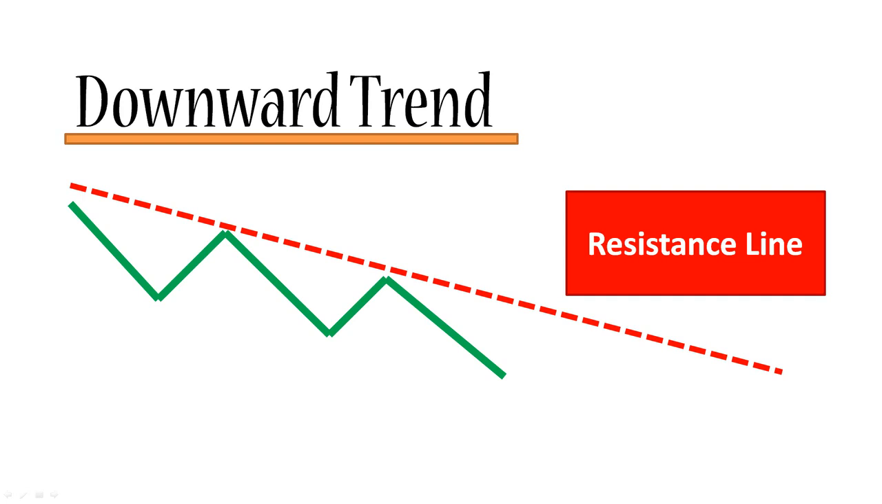And once again, here you can expect that the price will go towards the line, and there's a high chance that the price will bounce off the line again and continue its movement downwards. So this is called a downward trend, and the line is called a resistance line.